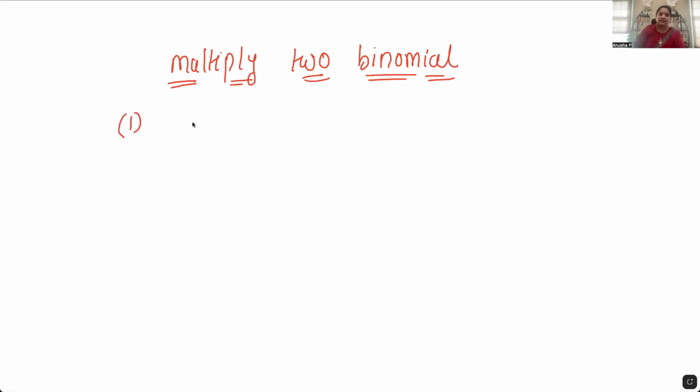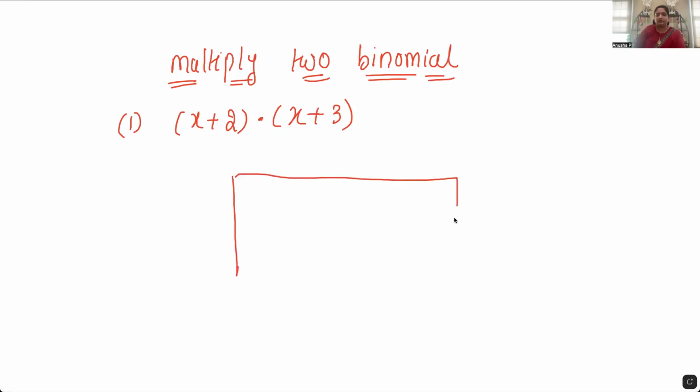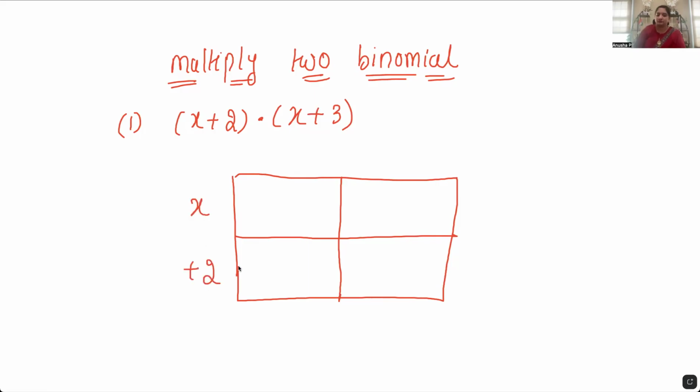First example, x plus 2 into x plus 3. How will we multiply? We can do the foiling method and we can also do the table method. I will explain the table method. I have observed that kids do not make mistakes using the table method. X plus 2 has two terms, x and plus 2. And x and plus 3.